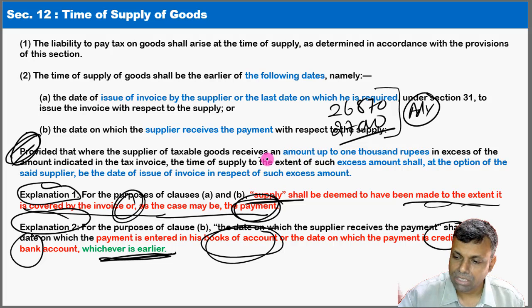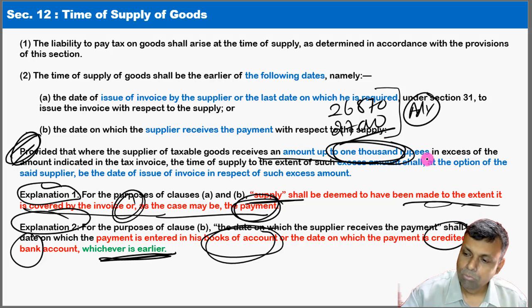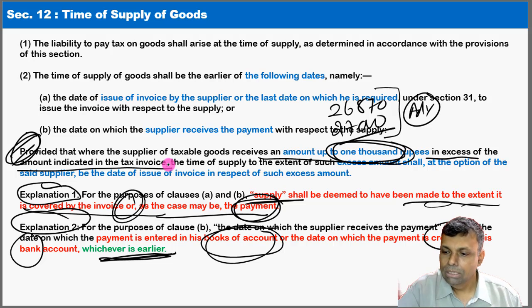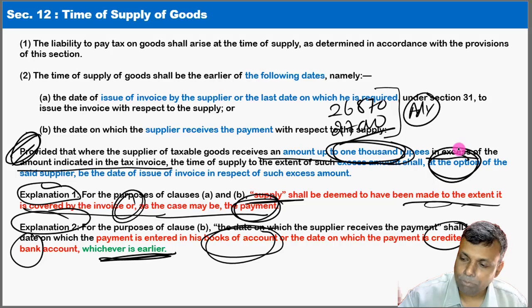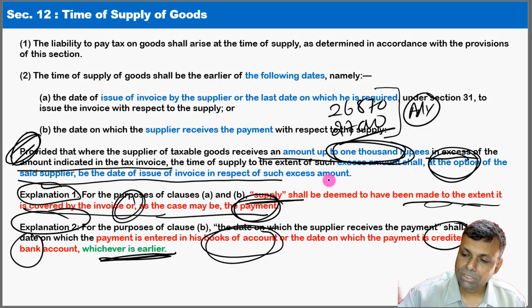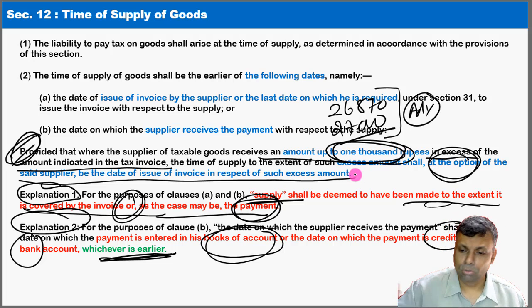This is what it is trying to say: an amount up to rupees 1,000 which is in excess of the amount indicated in the tax invoices will not be treated as a supply. Rather, the law says that at the option of the supplier, the date of issue of the invoice applies in respect of the excess amount. That means, if you want, you can take it as adjustment towards your next invoices, and to that extent you have liberty. It is a small marginal difference, but the institute can really catch you on this front in the examination, and that is the reason I brought it to your notice.